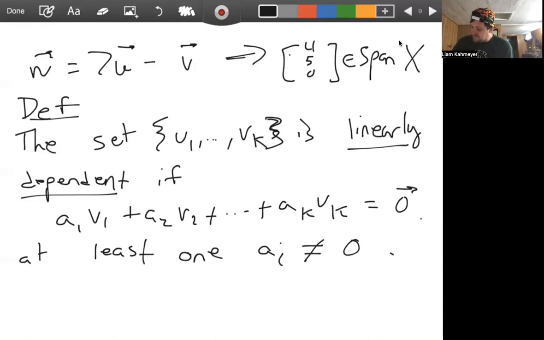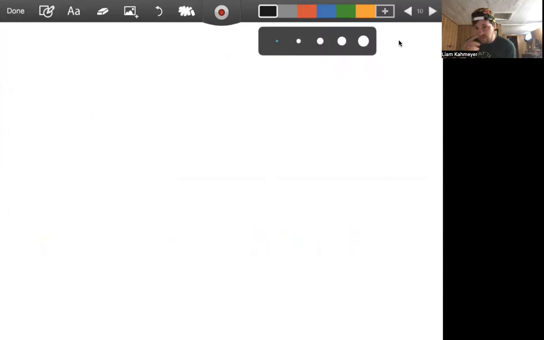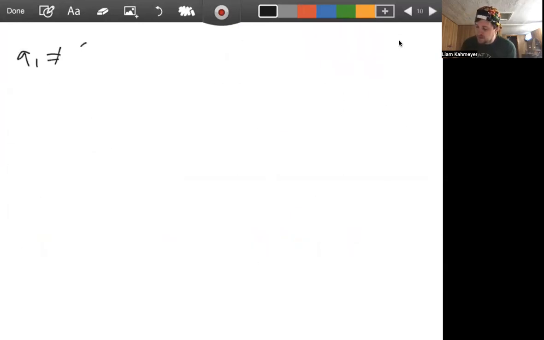Well, let's understand here. If we have a linear combination of vectors, a1 v1 plus a2 v2 plus et cetera, and at least one of the coefficients is non-zero, that means we can divide through by it, right? Without loss of generality, let's say a1 is the coefficient that's not 0.